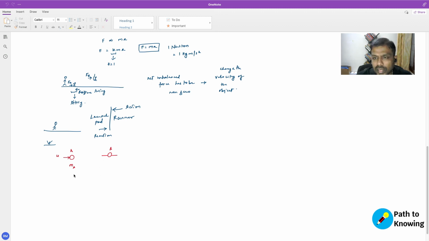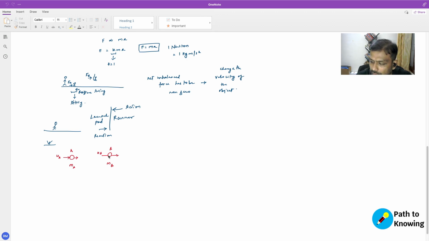What's going to come up here is this object is traveling with a uniform velocity of ua, and this object is traveling with a uniform velocity of ub, and the mass of this object is ma, and the mass of the second object is mb, right? Now, what will happen if these two objects collide? If object A hits object B, what will happen at that point in time?